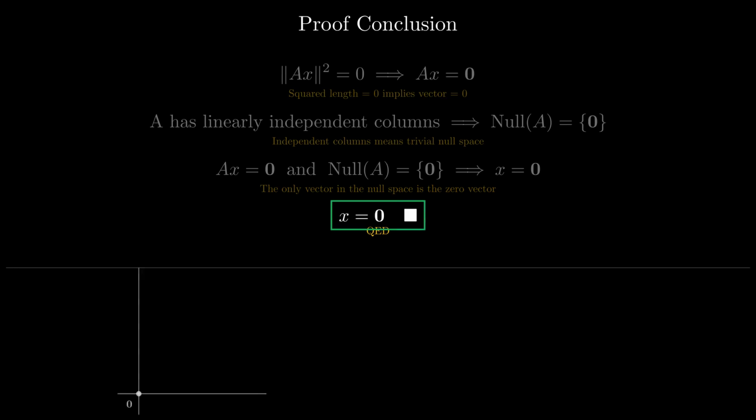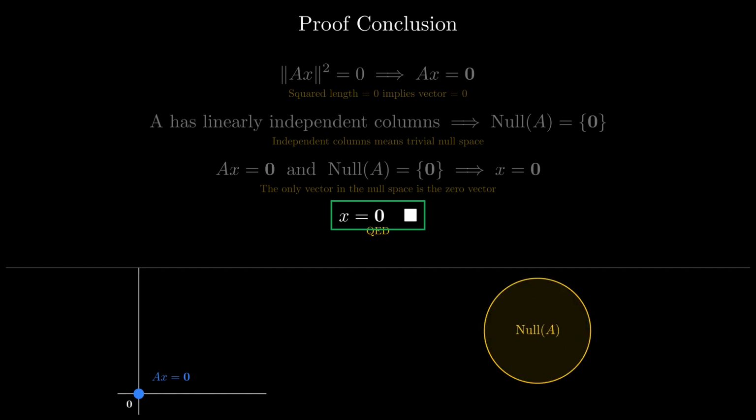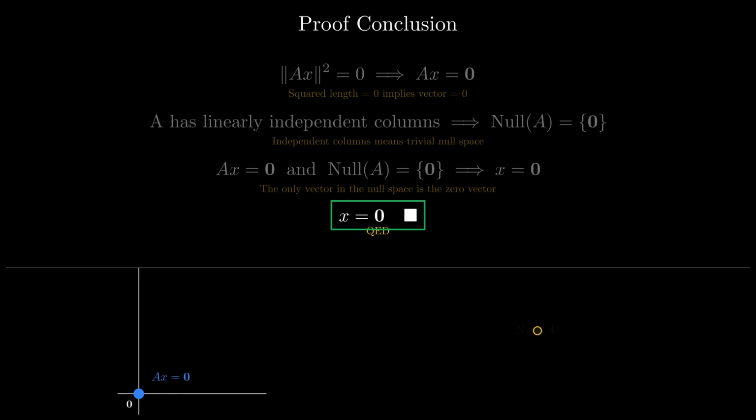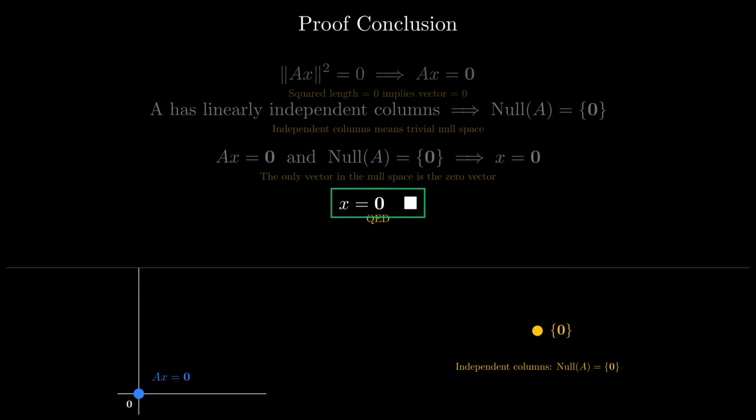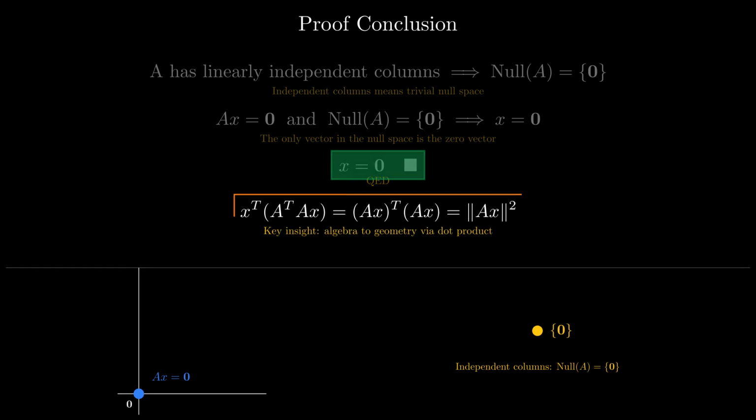Let's reflect on the key insight. Why did multiplying by x transpose work so well? It manufactured a dot product, converting a matrix equation into a geometric statement about the length of a vector. The squared length is always at least 0, so the only way it can vanish is if the vector itself is 0. This is the elegant bridge from algebra to geometry that makes the whole proof work.